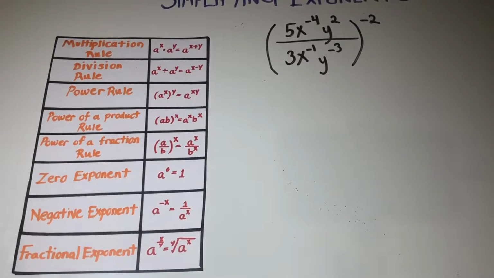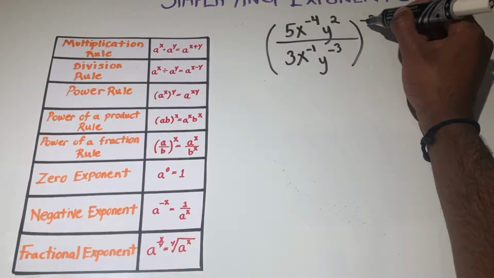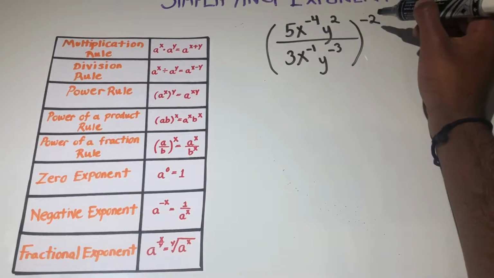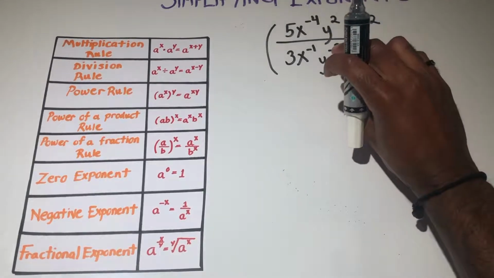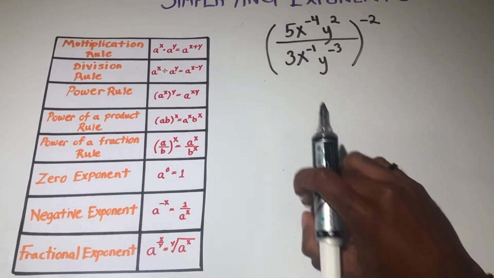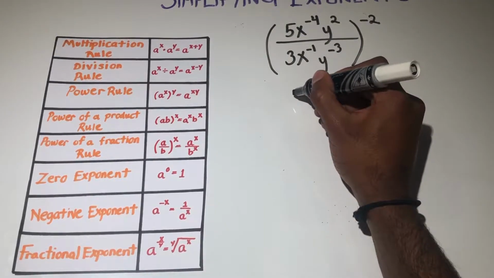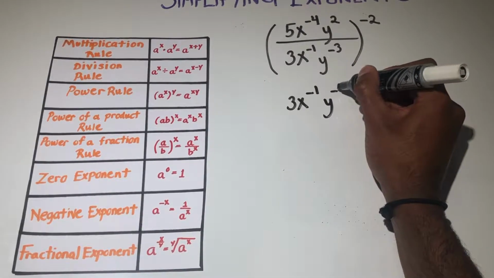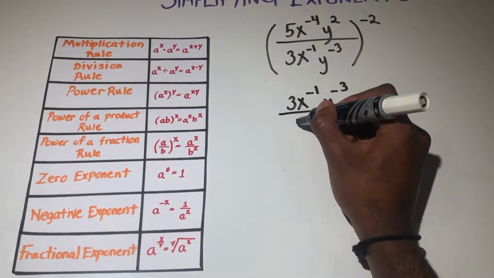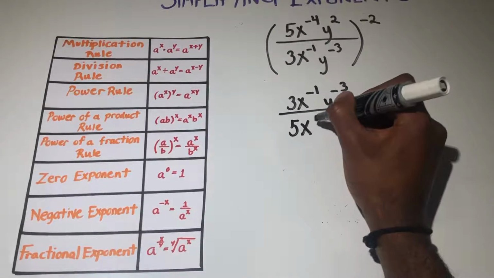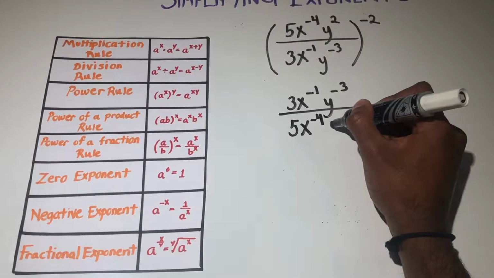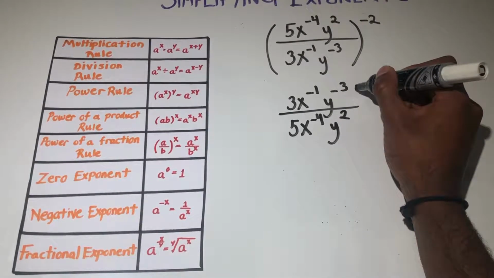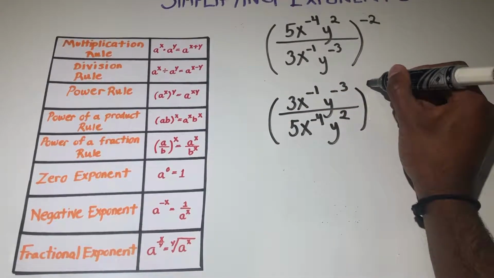Well, one thing you can do is swap the whole numerator and the whole denominator. This is going to get rid of the negative 2 and change it to positive 2. So basically, if you switch them, that's going to get rid of the negative sign. So if you write 3x to the power of negative 1, y to the power of negative 3 over 5x to the power of negative 4 times y to the power of 2, the whole expression is going to be to the power of 2.